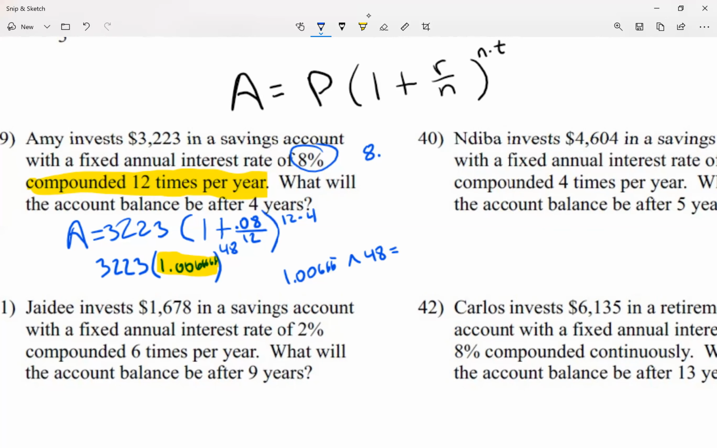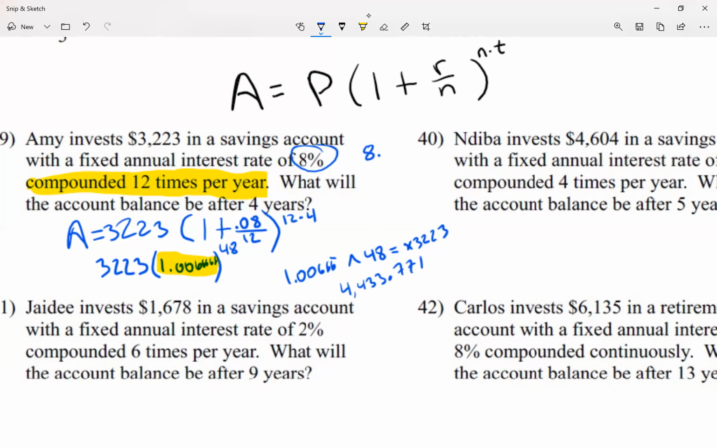Whatever I get, I'm going to multiply this by 3,223, which is my principal. So I get my parentheses to the 48. And then I'm going to multiply this times, so as a matter of fact, let me do a little x, so times 3,223. Now this thing gives me 4,433 point. According to this, I have 771 and some more decimals.